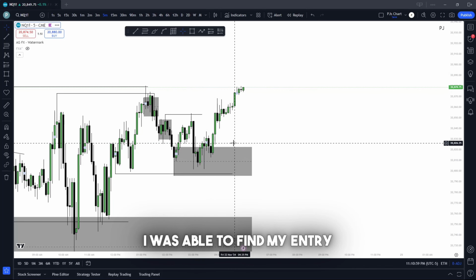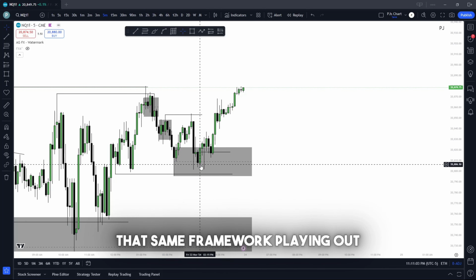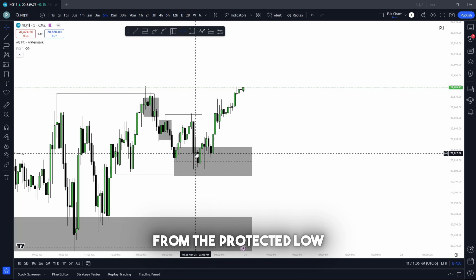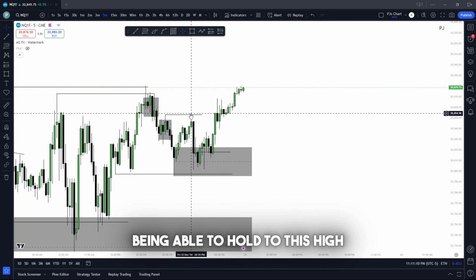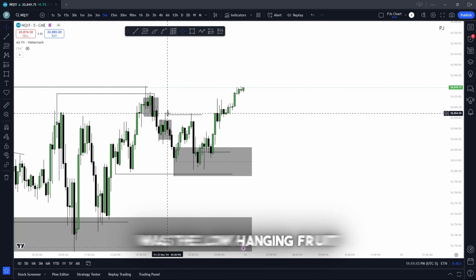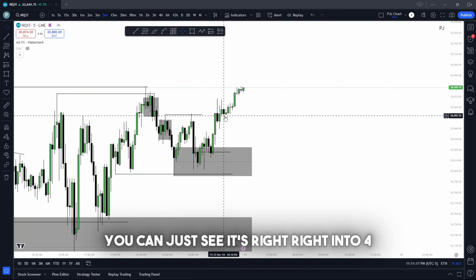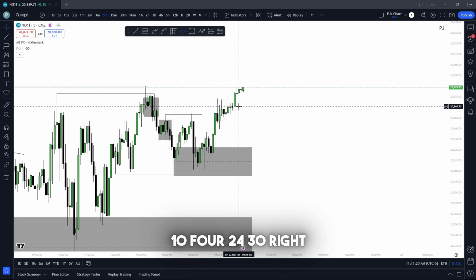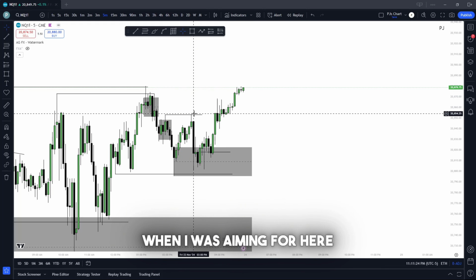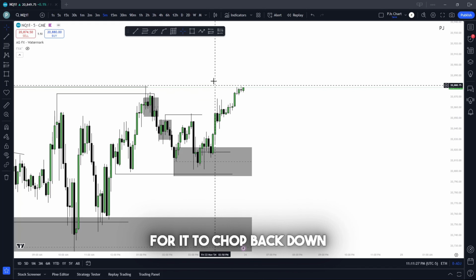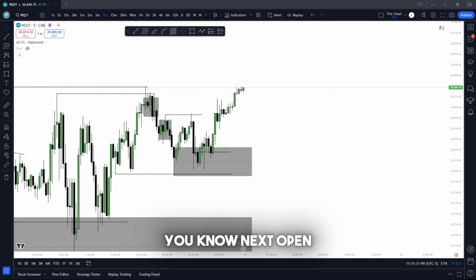I was able to find my entry inside of here, inside of the rejection block. So we can see that same framework playing out from the protected low order block, right? And then being able to hold to this high where that's really all I needed was the low hanging fruit with the equal highs. And we followed through. You can just see it's right into 410, 420, 430, right at the end of the day. So no real need for me to hold through there when I was aiming for here and just wasn't looking for it to chop back down and maybe take this liquidity into the next open.